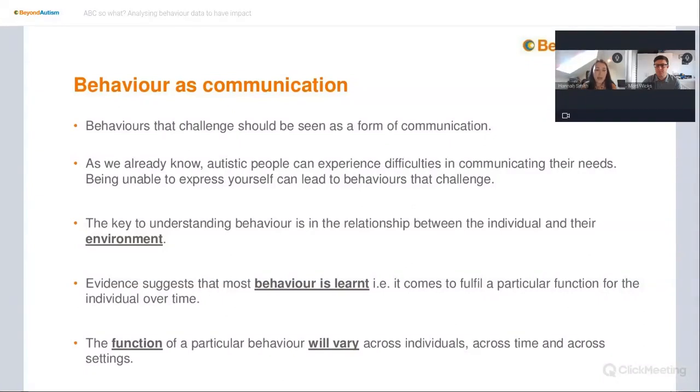The key to understanding behaviour is in the relationship between the individual and their environment, because what we know from the evidence is that most behaviour is learnt, i.e. it comes to fulfil a particular function for the individual over time. As we're going through these slides, be aware that the function of a particular behaviour will vary across individuals, time and across settings. But what we're going to do now is I'll hand over to Matt, and Matt will talk through functions of behaviour.